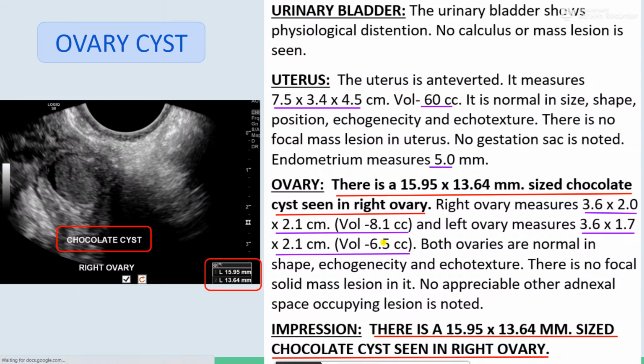Okay, now let us see a case of a chocolate cyst. Here the doctor has annotated a chocolate cyst in the right ovary and two dimensions of that chocolate cyst. So you can see in the ovary two dimensions and the description of the chocolate cyst has come up. Ovary three dimensions and its volume for right and left each, and in the uterus three dimensions and its volume, and endometrium measurement has come up automatically. And in the impression also it has written the measurements of the chocolate cyst and its description nicely.